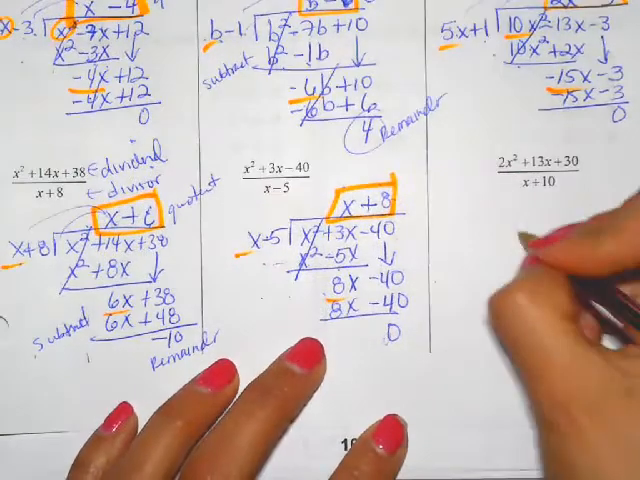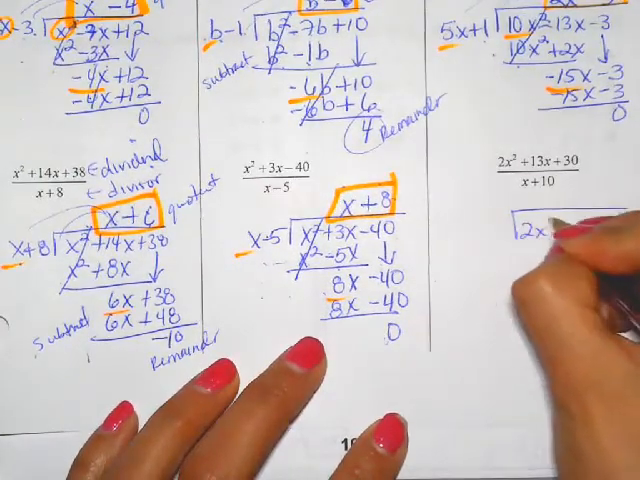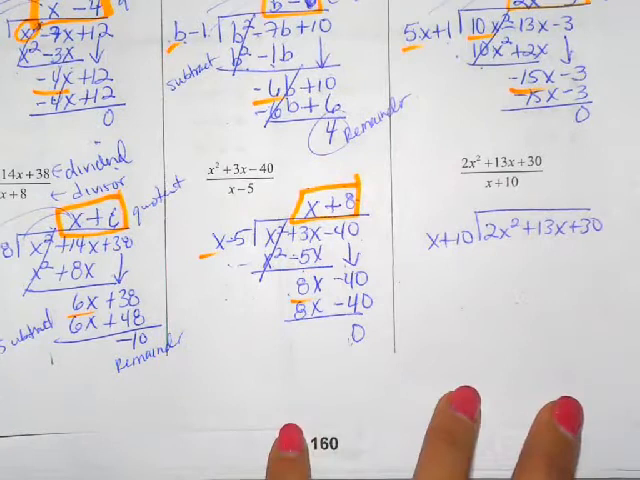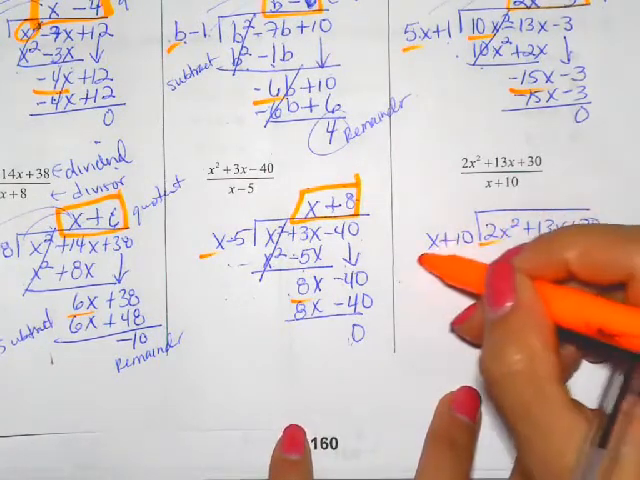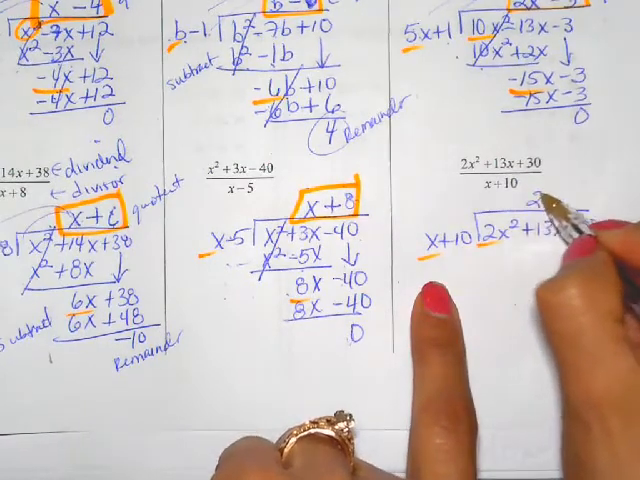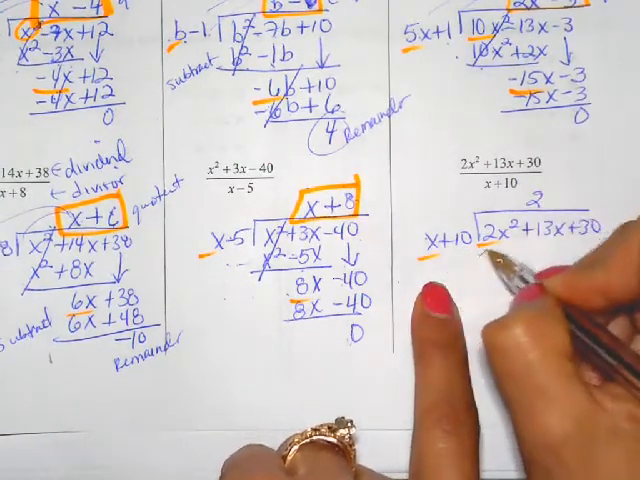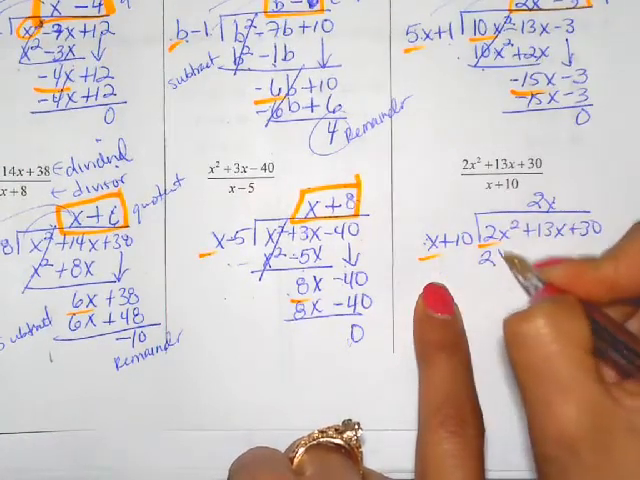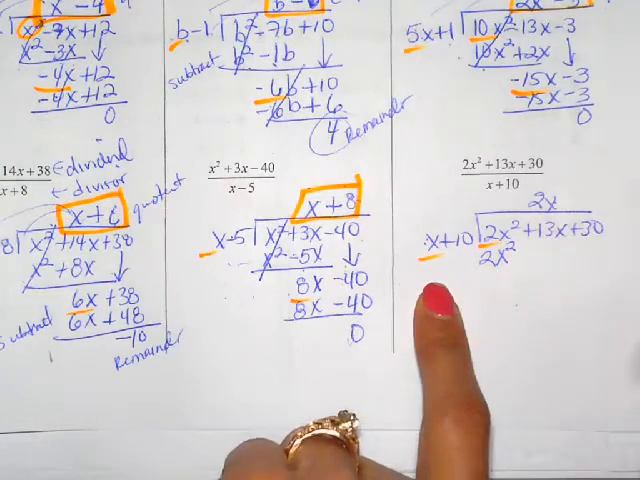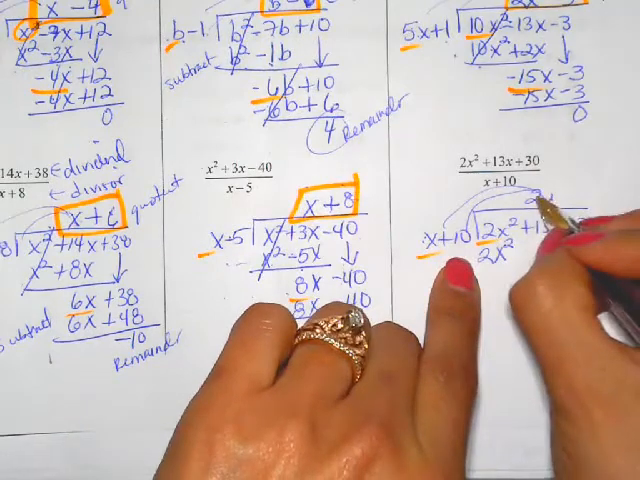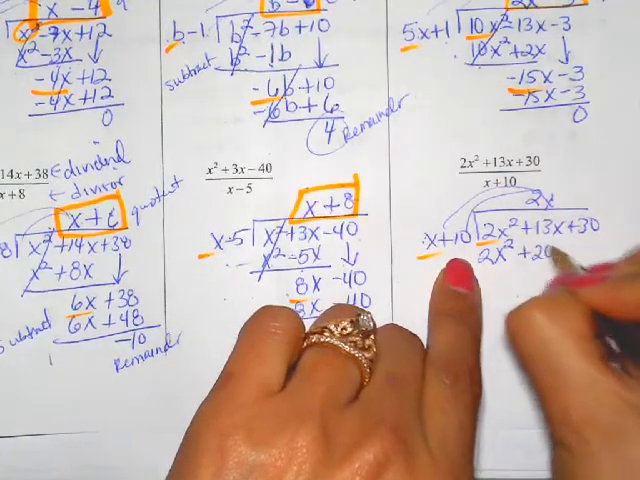Last one here. 2x squared plus 13x plus 30, divided by x plus 10. So focus on the first term, 2x squared, x. So when I multiply, I need a 2. So when I multiply, I get a 2 down here. But then I also need an x because 2x times x will give me 2x squared. Don't forget that. Then once you multiply that one, remember there's also a 10 there. So 2x times 10 will give me a positive 20x.